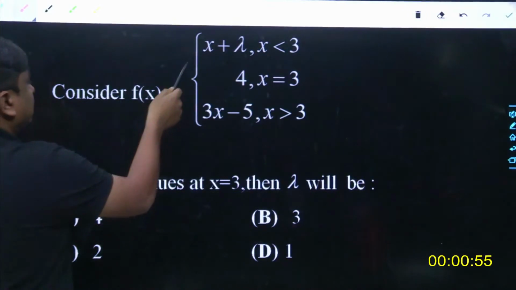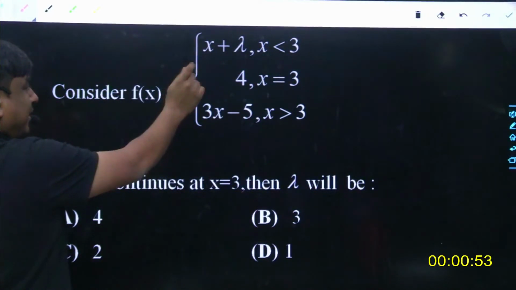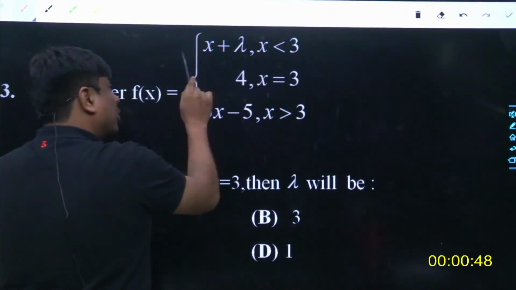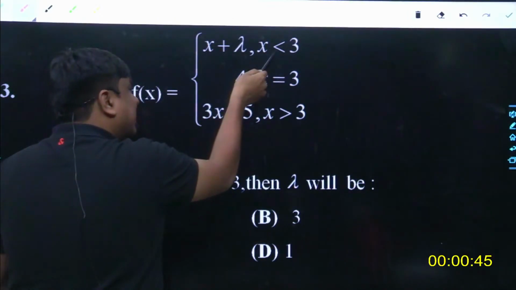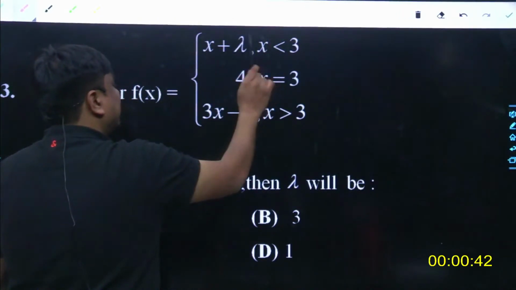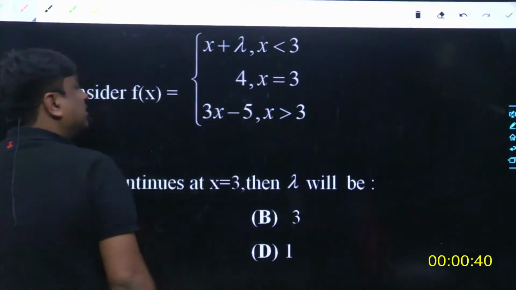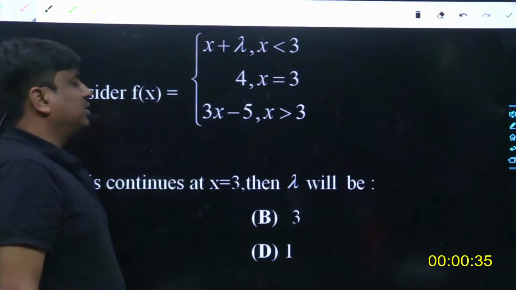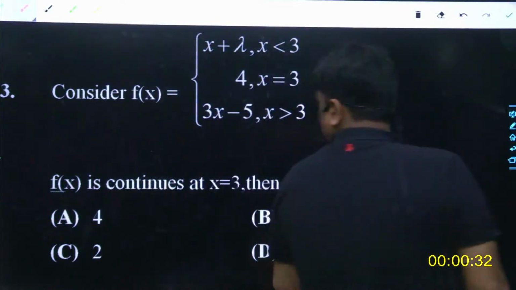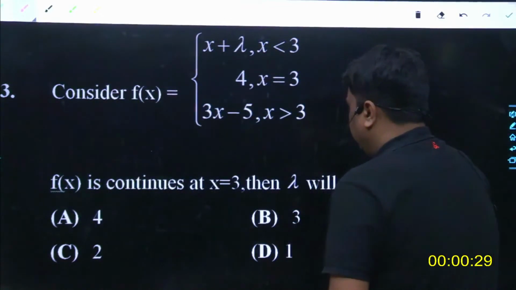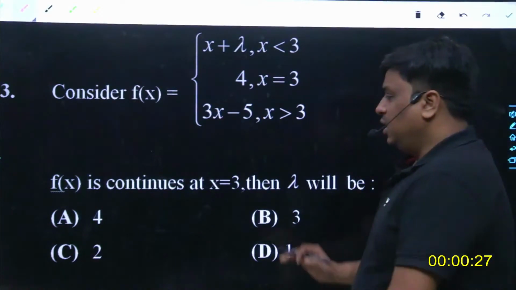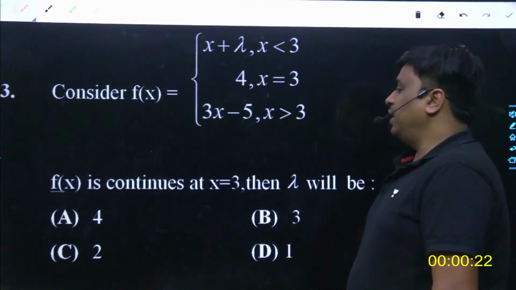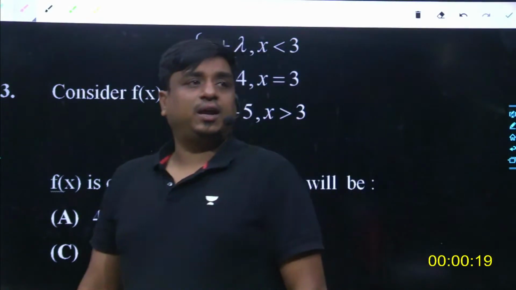Consider f of x equals x plus lambda when the value of x is lesser than 3. What does that mean? That means the worth of the function would not be decided by x plus lambda exactly at x equals 3. No, it would be decided just before 3. And the worth of the function is 4 precisely at x equals 3, and for x greater than 3 the worth of the function is 3x minus 5. If f of x is continuous at x equals 3, then lambda will be. The 4 different options attached along with this problem are 4, 3, 2 and 1.